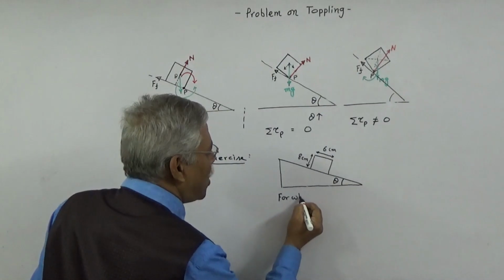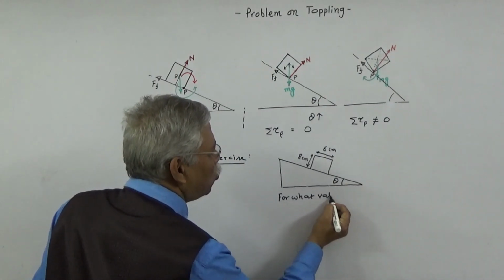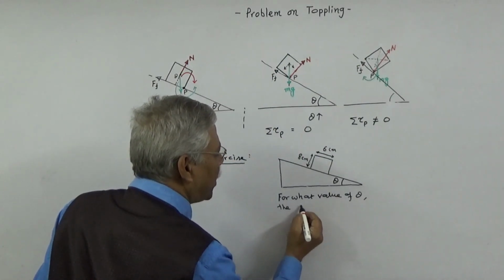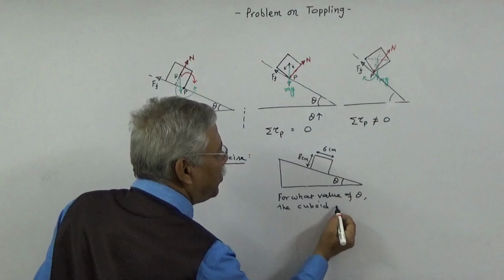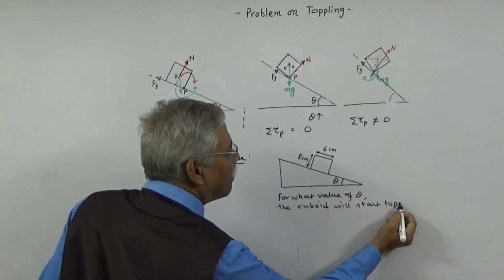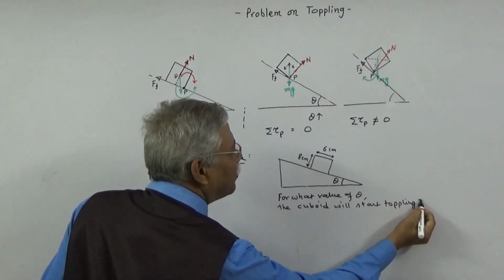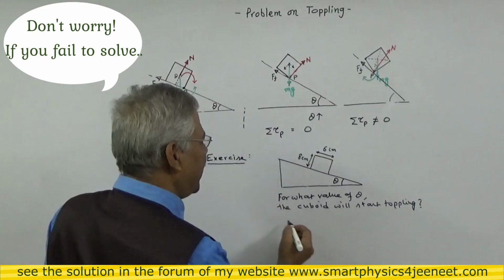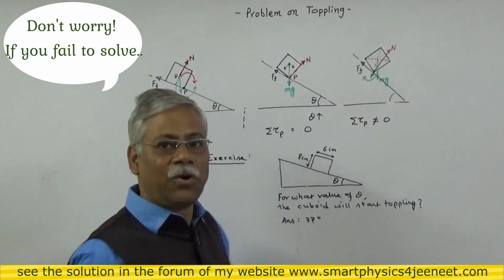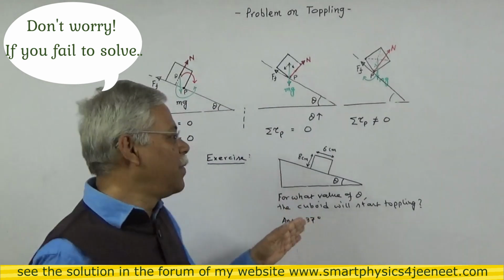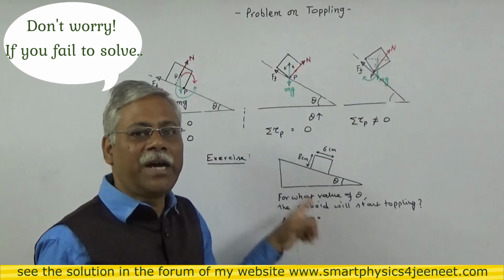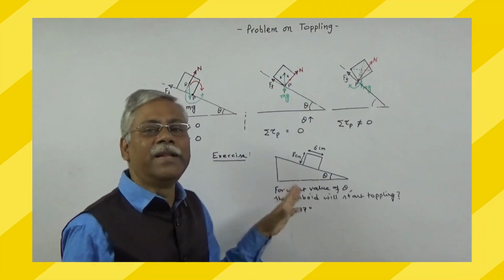For what value of theta will the cuboid start toppling? This is the question. The answer is 37 degree. So you will apply the concept that you have learned, and then check your understanding by getting the answer 37.